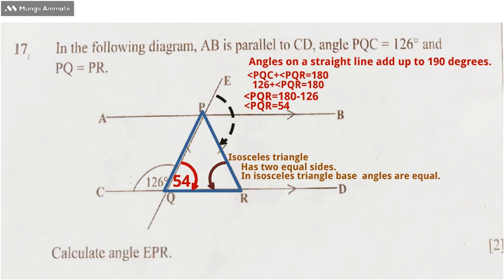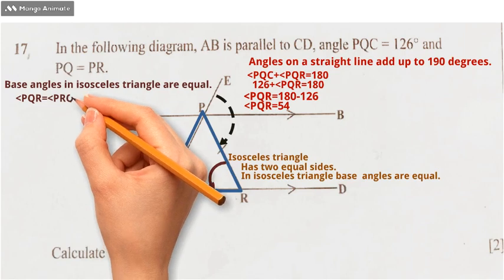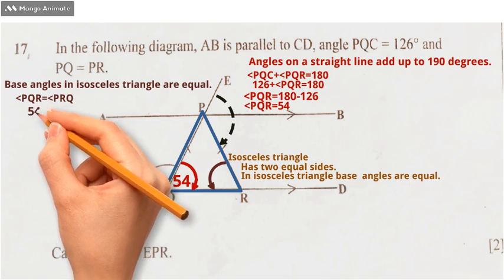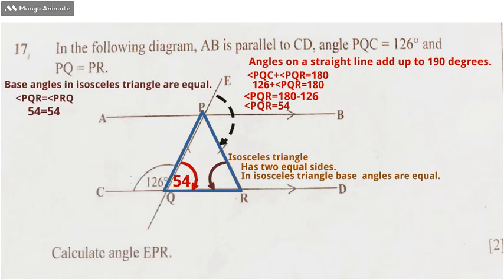PRQ. To find angle PRQ, we are going to use the property that base angles in an isosceles triangle are equal. So that means angle PQR is equal to angle PRQ. Therefore, since angle PQR is 54 degrees, the value of angle PRQ is also 54 degrees. Now, the next angle we are going to find is angle QPR. What is the value of angle QPR?